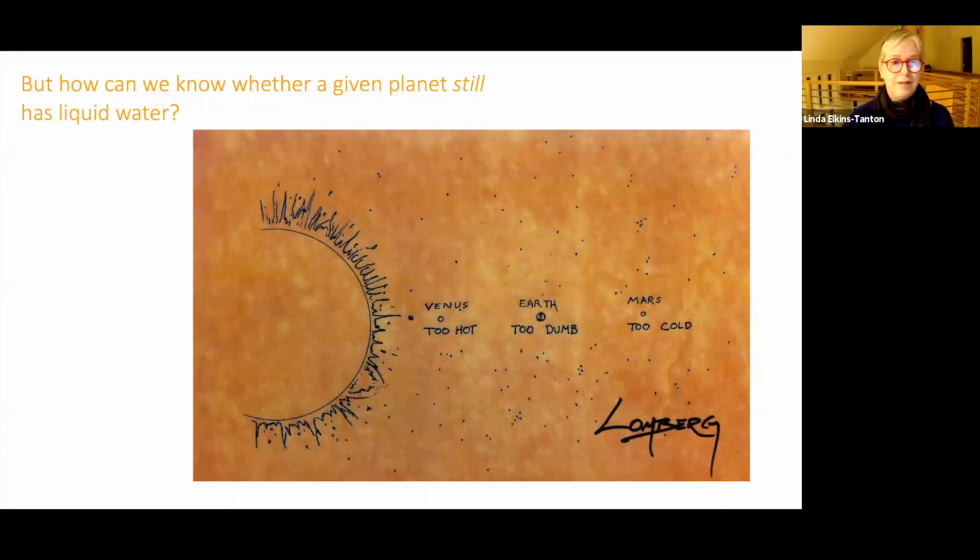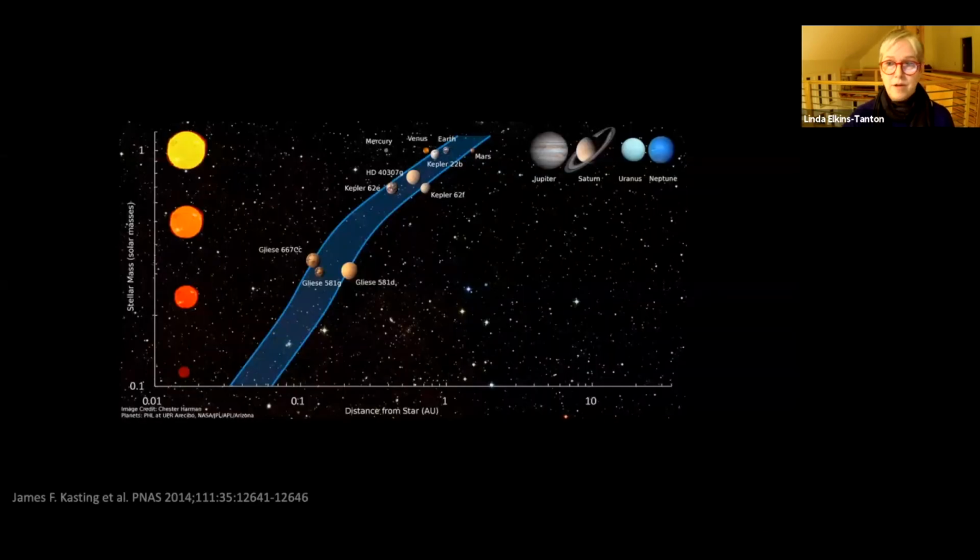Well, here is an example of habitable zone calculation. The horizontal axis here is simply the distance from the star in astronomical units. If you look up at the center of the top, you can see the Earth plotted at one astronomical unit away from our sun. The vertical axis is stellar mass. And here we're looking at stars the size of our sun at the top and then smaller than our sun as you go down that vertical axis. And the habitable zone is shown as a blue streak.